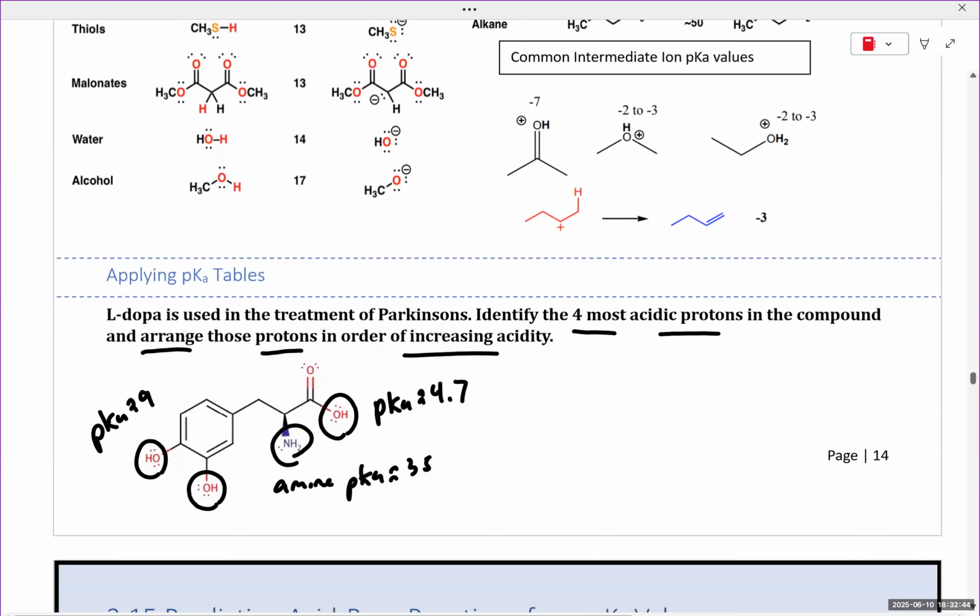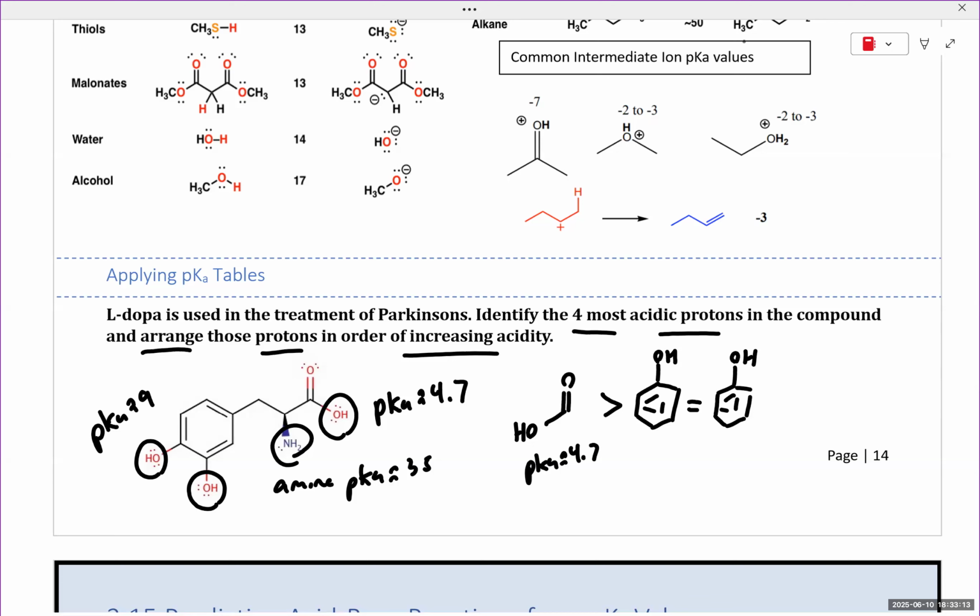Okay, so we've identified the four most acidic protons, and we can arrange those protons in order of increasing acidity. The carboxylic acid proton is going to be the most acidic with a pKa value of around 4.7. The two phenol protons are pretty close to equivalent. We'll use an equal sign. And then the amine proton is going to be the least acidic.